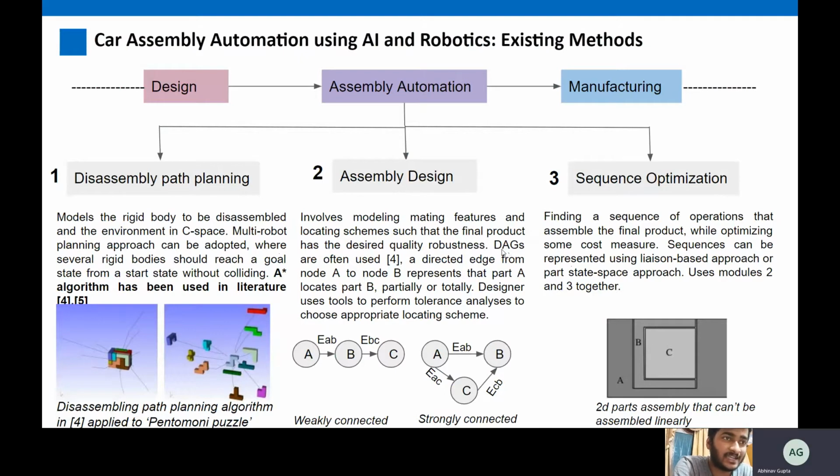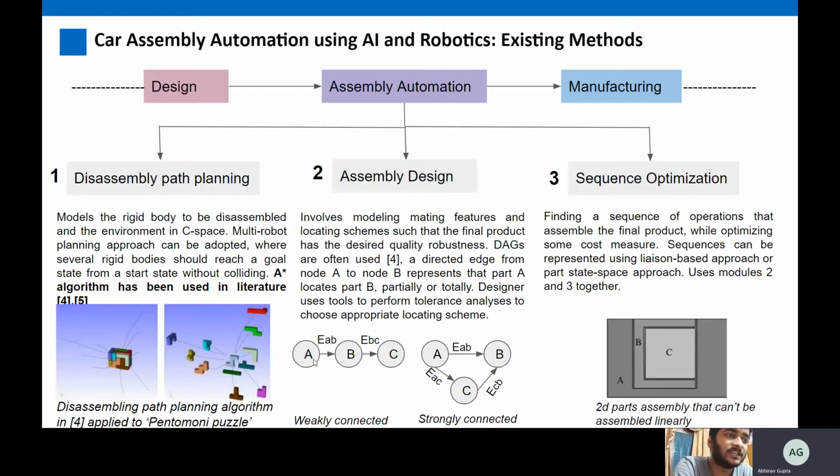DAGs, which are directed acyclic graphs, are often used in literature, and a directed edge from node A to node B represents that part A locates part B, as you can see in the figure. Now, this can be partial or total. The designer uses tools to perform tolerance analysis. Tolerance is again the criterion for assuring quality, to choose appropriate locating schemes.